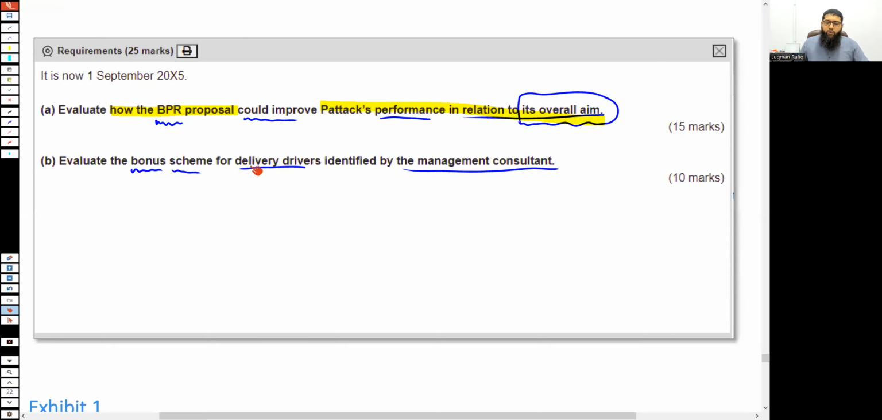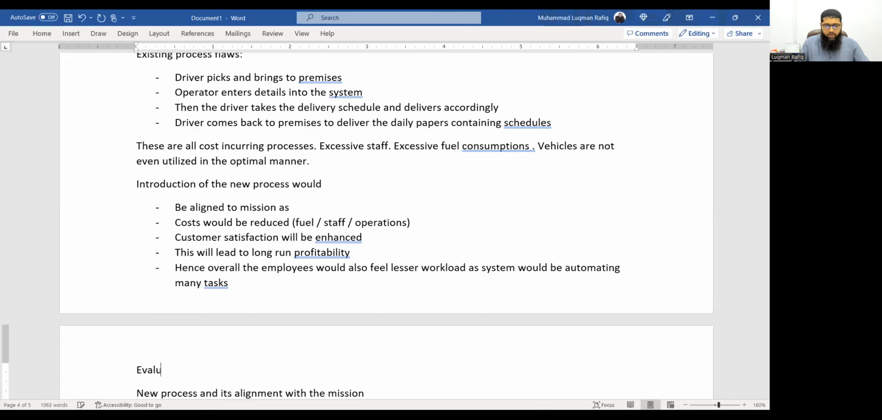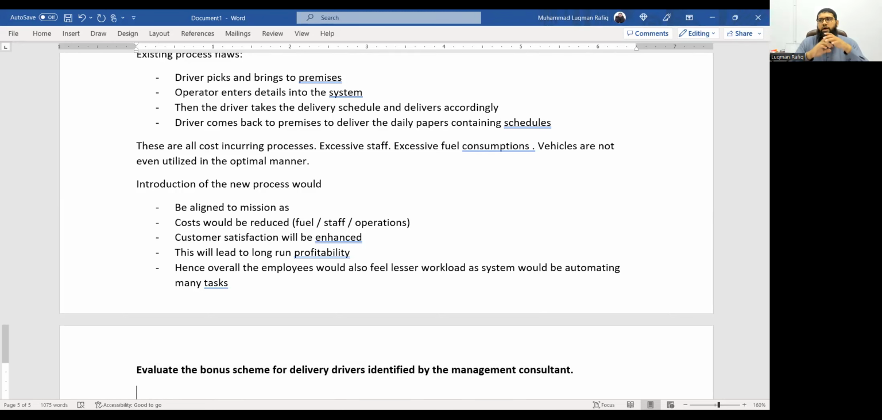Second, it says evaluate the bonus scheme for delivery drivers identified by the management consultant. How exactly are you going to do it? Just try to understand this. The first thing I want you to understand is that when it says evaluate the bonus scheme for the delivery drivers identified by the management consultant, what will you do?